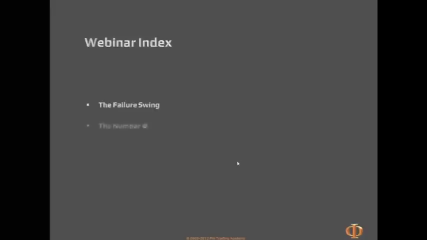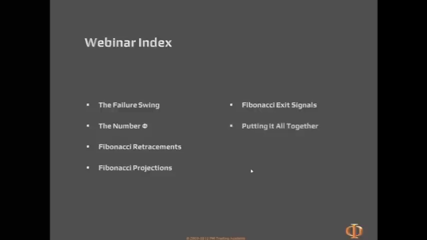So we'll be talking about the failure swing today, which is my favorite entry signal actually, swing trading. Then we're going to talk about number 5, Fibonacci retracements, Fibonacci projections in a different way than most of you are probably used. And then we're going to talk about Fibonacci exit signals. And then we're going to put it all together in a nice system that I call the trend reversal entry. Yes, not as exciting a name as the Fibonacci magic, but it is what it is.